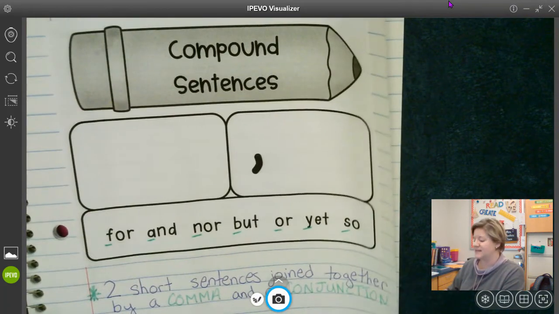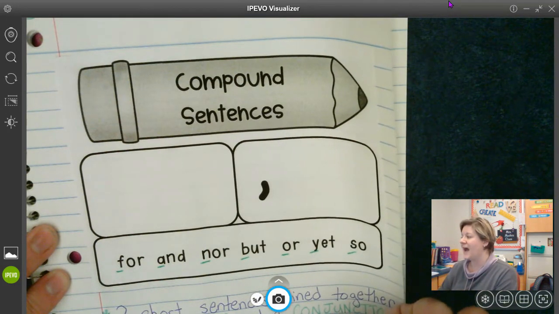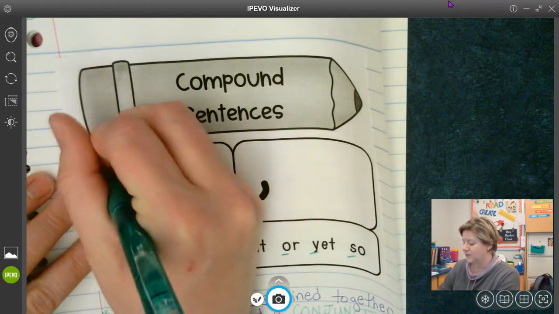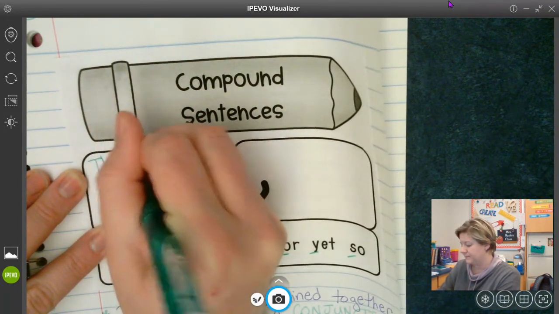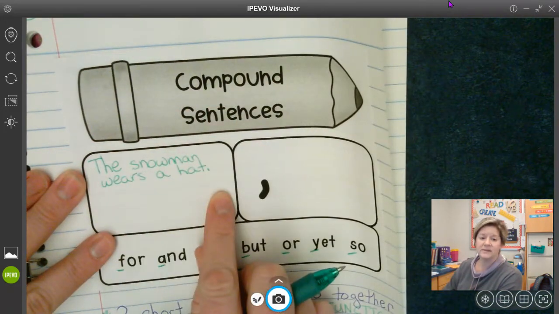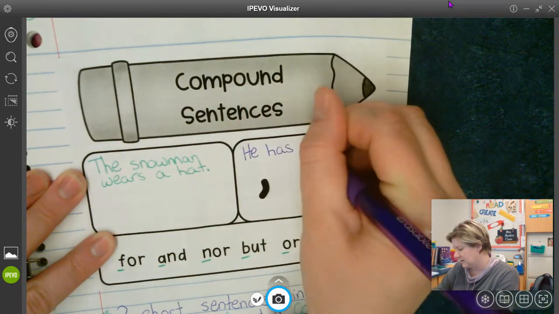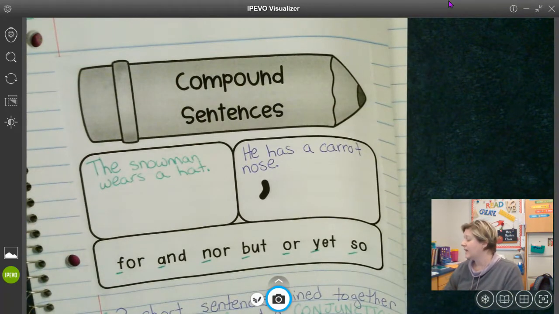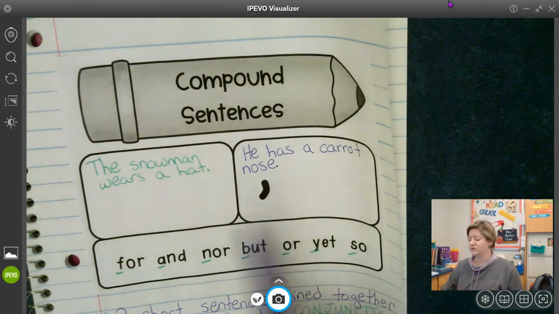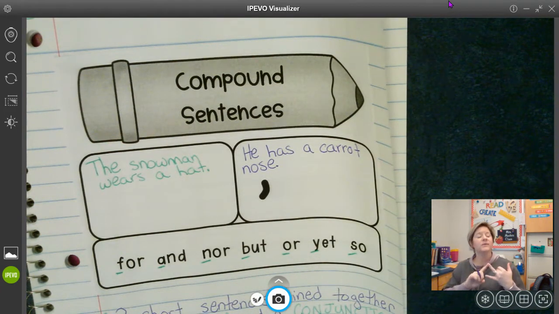So, for example, if I had two sentences, and my first sentence is, the snowman wears a hat, he has a carrot nose. I'm going to write it up here. The snowman wears a hat, period. So there's one sentence. He has a carrot nose. Now, for both of these sentences, I am talking about the snowman, and I'm talking about his features. Here I'm talking about his hat, and here I'm talking about his nose. So because these sentences are connected with the snowman and what the snowman is wearing, I can put them together to create one sentence. And that sentence would look like this.